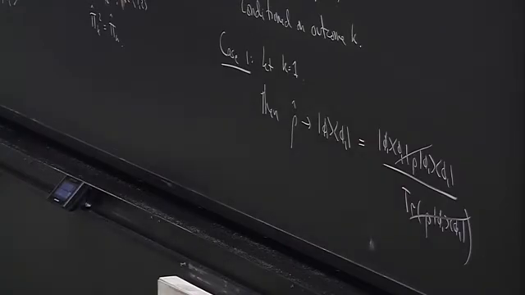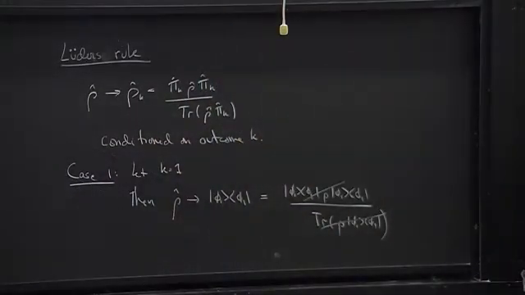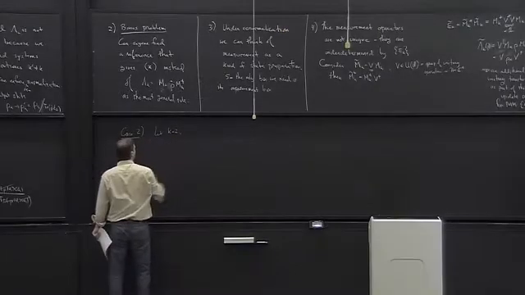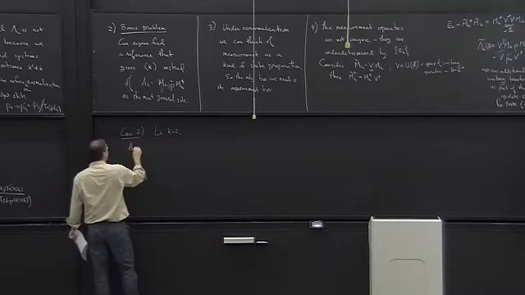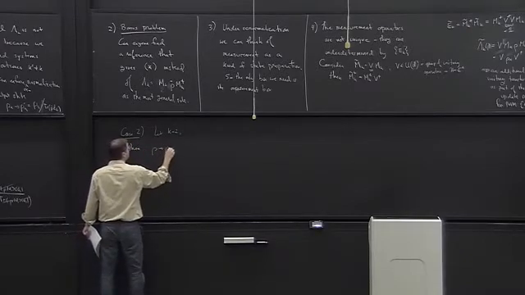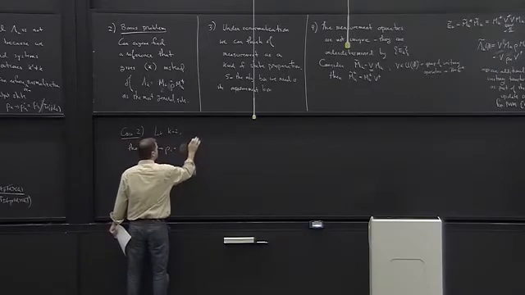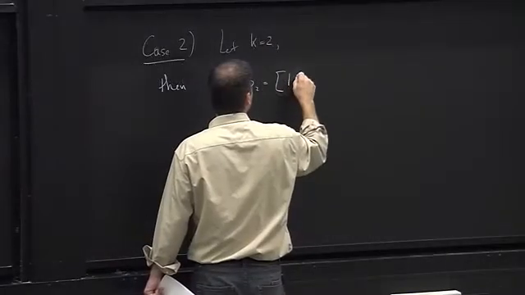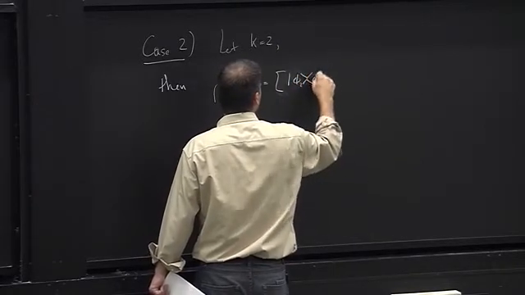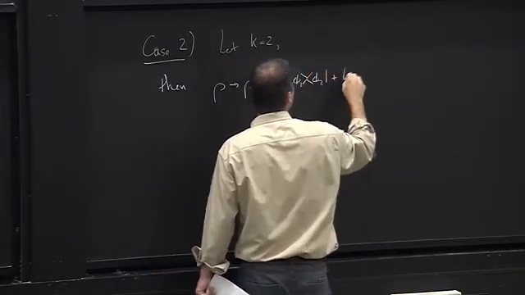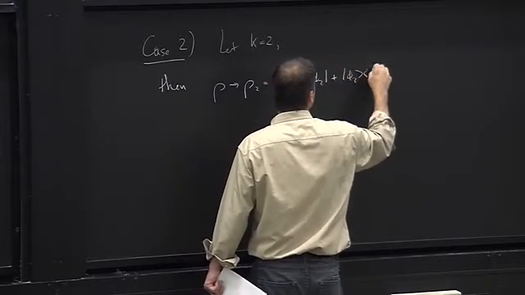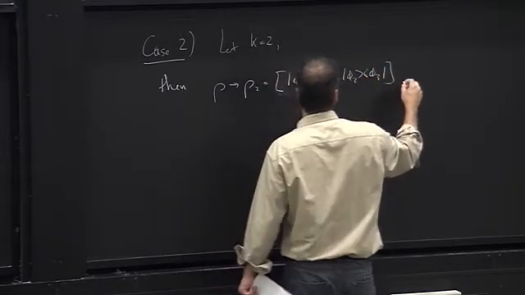All right, so case 2 is a little bit more interesting. Case 2 is where we let k equal 2. Then rho goes to rho_2 equal to pi_2, which is |phi_2><phi_2| plus |phi_3><phi_3|, acting on rho.